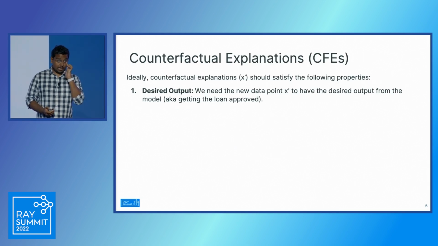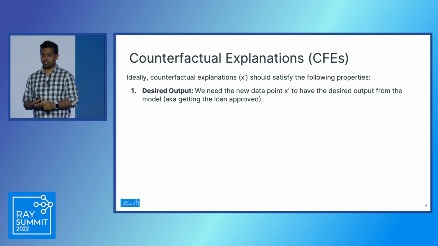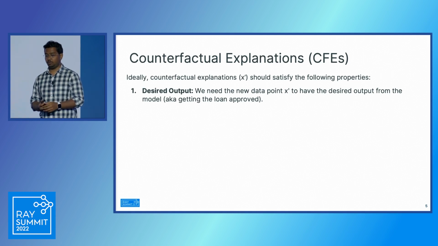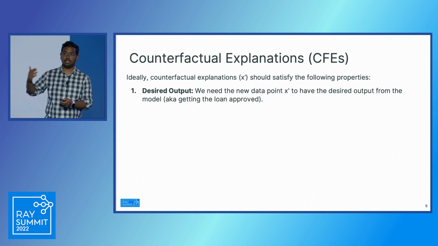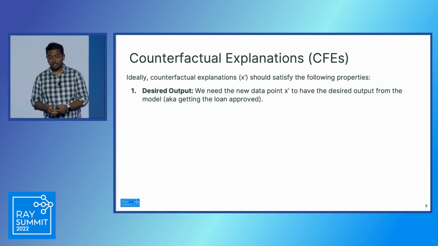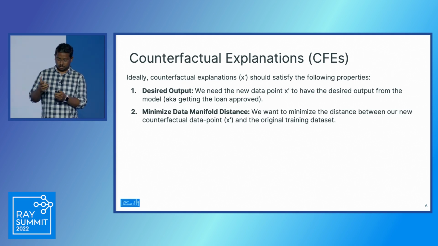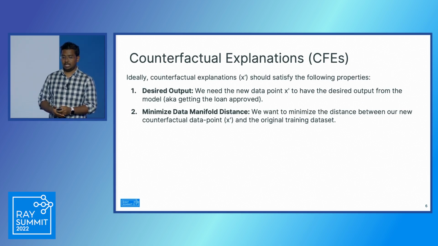So there are some desirable properties which ideally counterfactual explanations should follow, and the first and foremost is that a modified data point, which is denoted by x prime over here, should lead you across the decision boundary, which is in this case getting you the loan approved. Apart from that, in order for the changes to be realistic, we should be close to the training data manifold that was used to train the machine learning model which the bank is using.